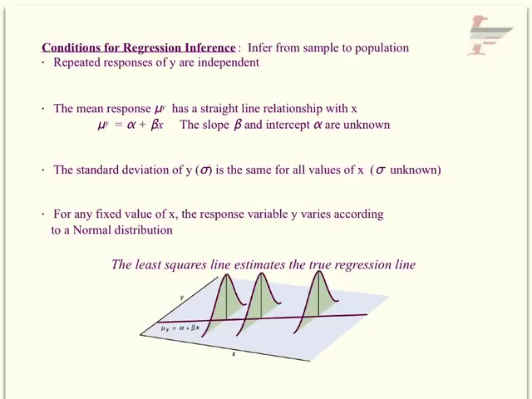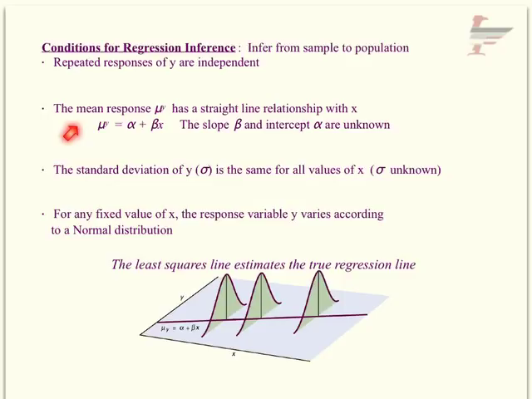The first one is that you want to check that your repeated responses of Y are independent. Basically, repeated observations on the same individual are not allowed, and that would hopefully be obvious if it happened in the problem, because if you measure something twice on one person, obviously those won't be independent measurements. So that's just something that you assume.